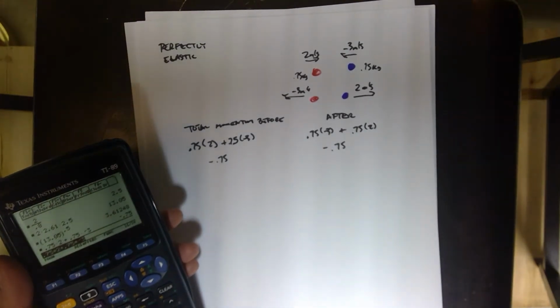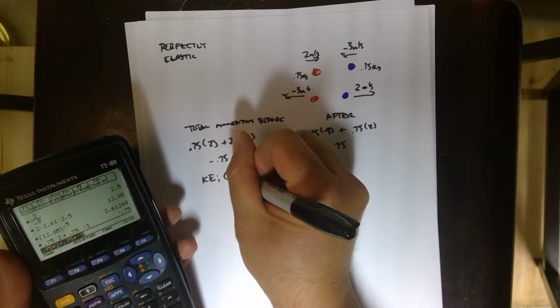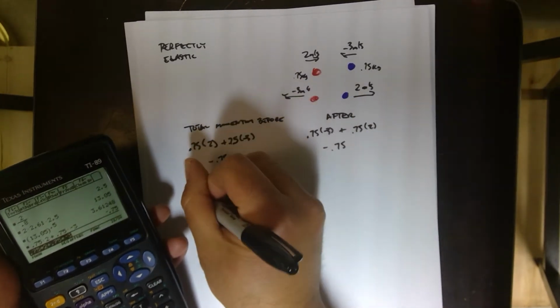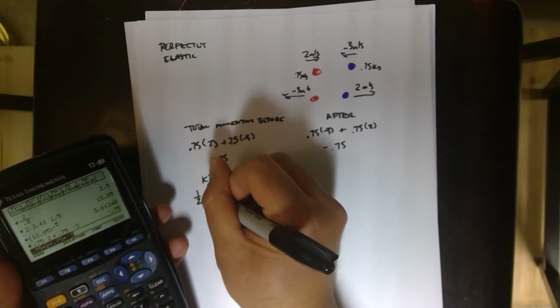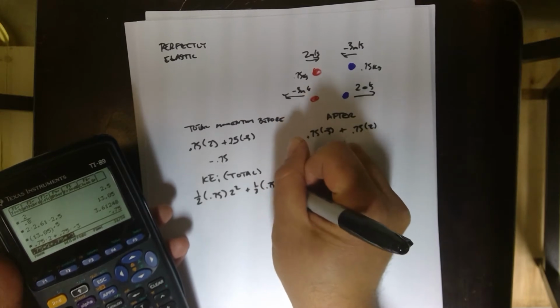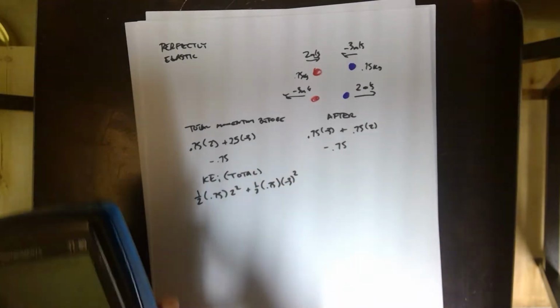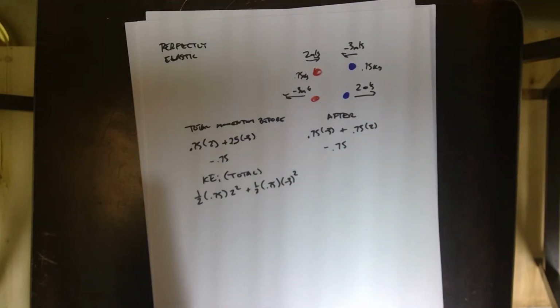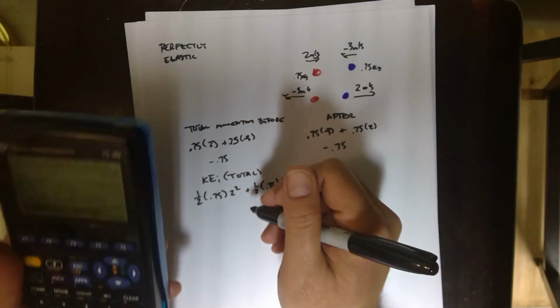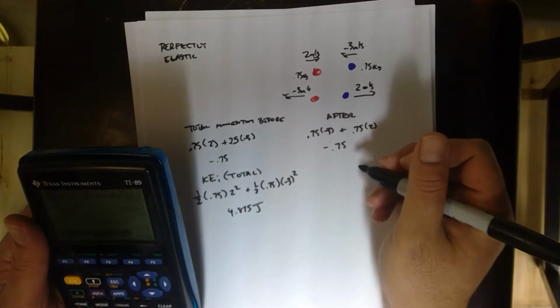Now, that being said, you can also look at the kinetic energy. The kinetic energy initially, we'll do the totals here, it'd be 1/2 mv squared, right? So 1/2 times 0.75 times 2 squared, plus 1/2 times 0.75 times negative 3 squared. Keep in mind, when you square that, it becomes positive. Your kinetic energy values are always positive. So summing up those two things, what we have here is 4.875 joules.